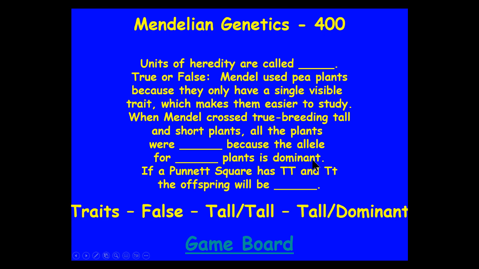It's going to be big T times a big T, homozygous dominant. Big T times little t, heterozygous, still dominant. Big T times big T, homozygous dominant. Big T times little t, heterozygous, but still dominant.